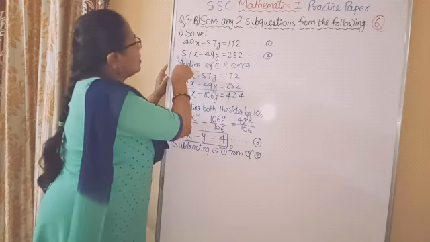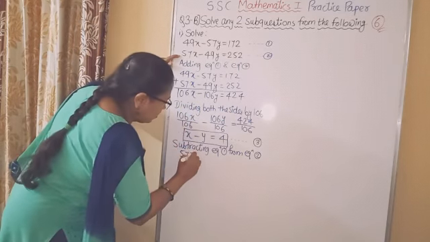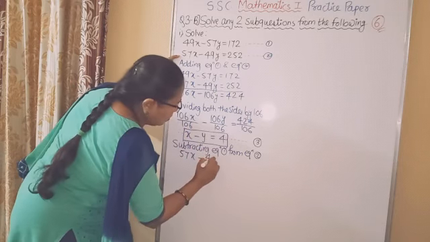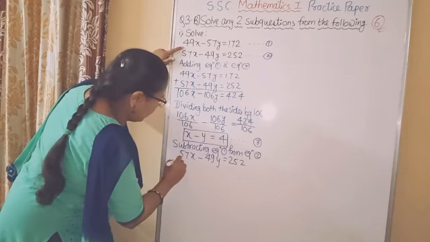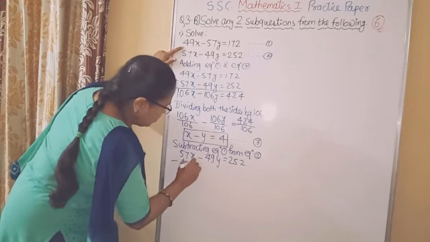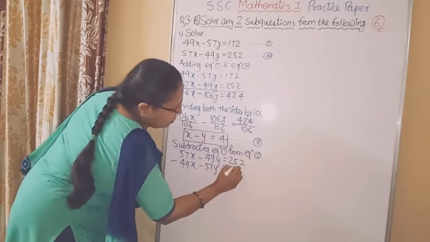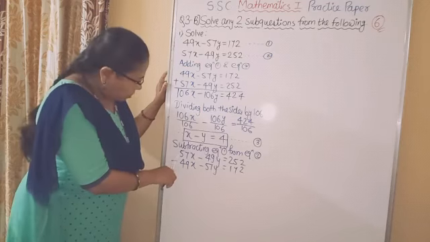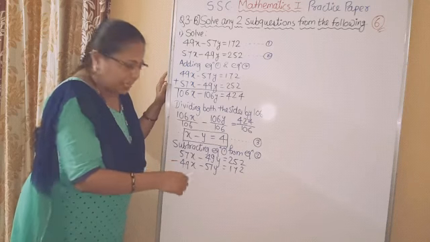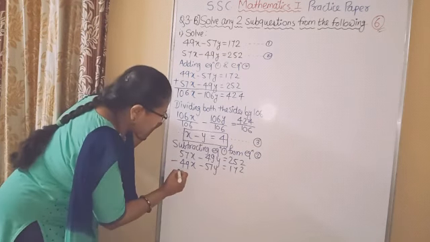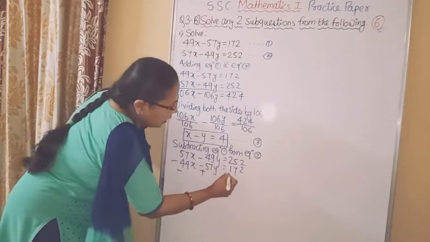So from equation 2 means here this second equation we have to write first. 57x minus 49y equal to 252 minus 49x minus 57y equal to 172. Now due to this minus sign, in the second equation the sign of each term gets changed. So this 49x becomes minus, this minus 57y becomes plus, and here minus.